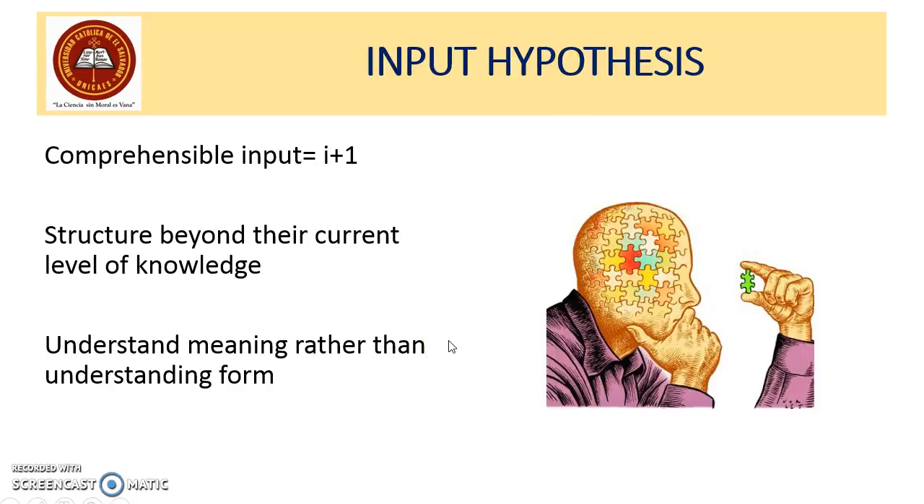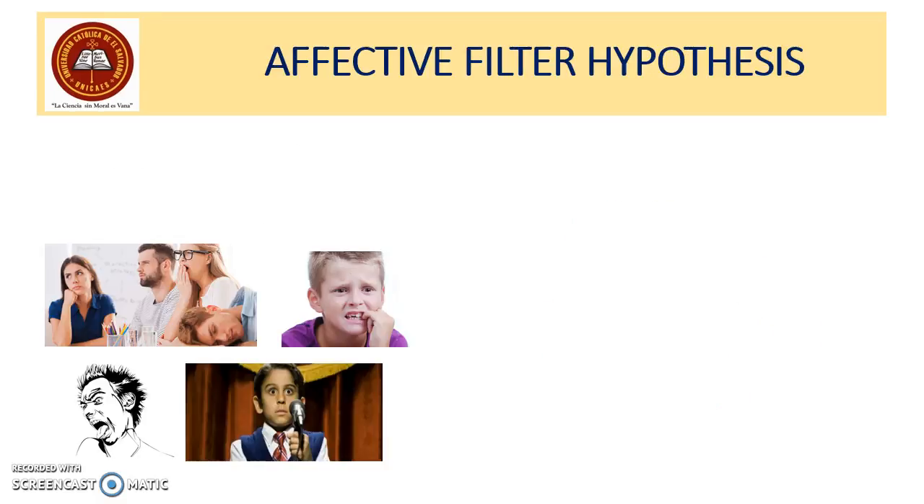Now we have the input hypothesis. In the input hypothesis, we talk about comprehensible input, and this is represented by i+1. The comprehensible input is material that is beyond the current level of knowledge of our students. So this is about challenging people. I mean, you have a basic group, but you're going to bring material that is for an intermediate group, let's say. So your purpose here is to bring real material that will challenge the understanding of your students.